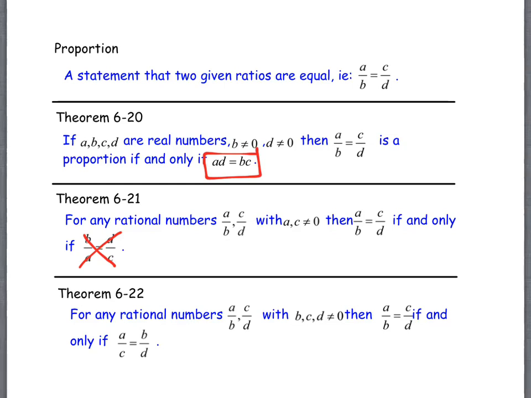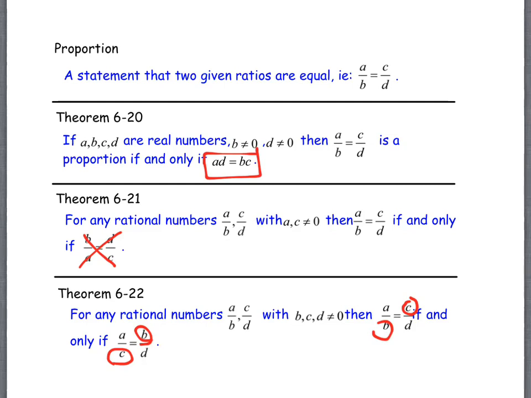What changed? Huh? C and B. The C and the B, right? These two switched locations, didn't they? But does it matter? Not when you cross multiply, right? When I cross multiply, I still get AD equals BC.